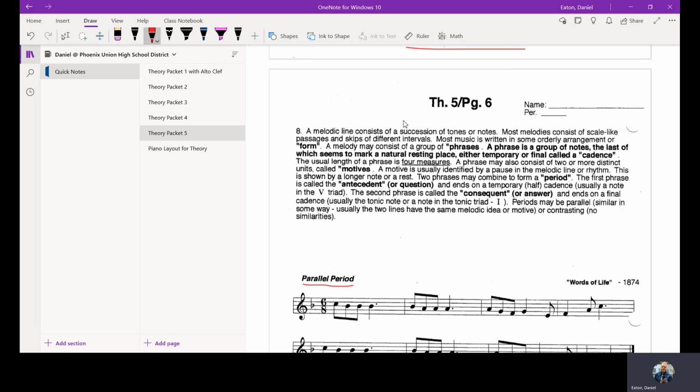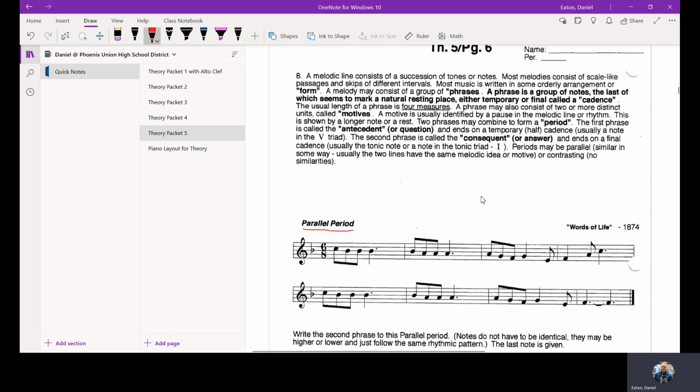Periods may be parallel or similar in some way. Usually the 2 lines have the same melodic idea or motive, or contrasting, no similarities at all. Okay, so this is a lot of information. You're probably going to be referring to this paragraph quite a bit just to reference the terminology that we're going to be using.